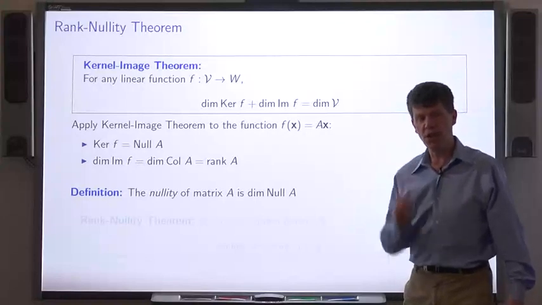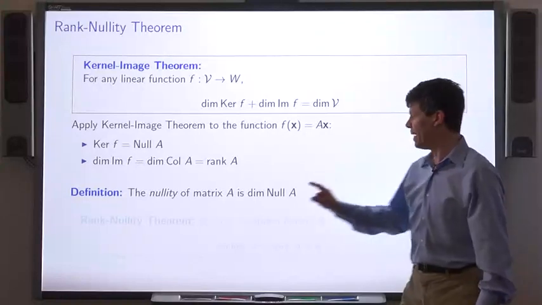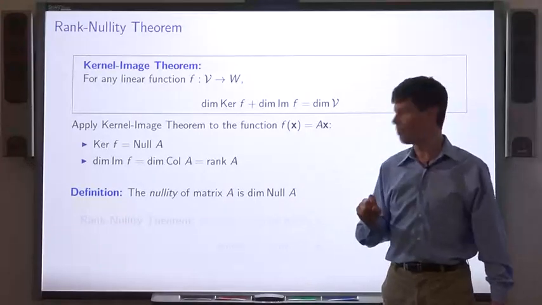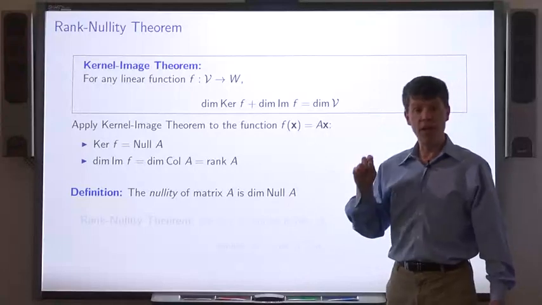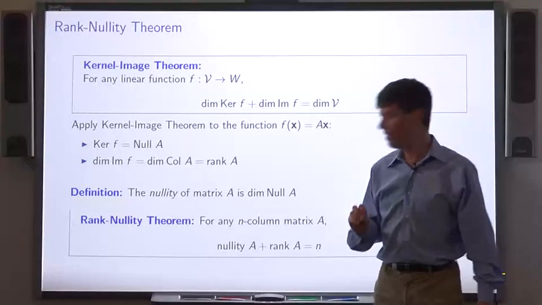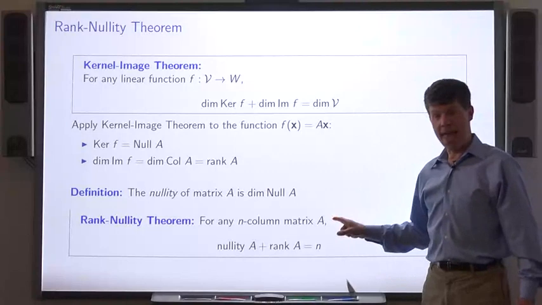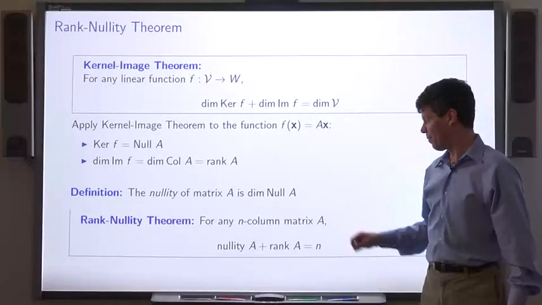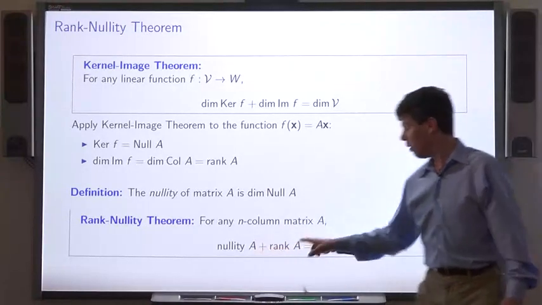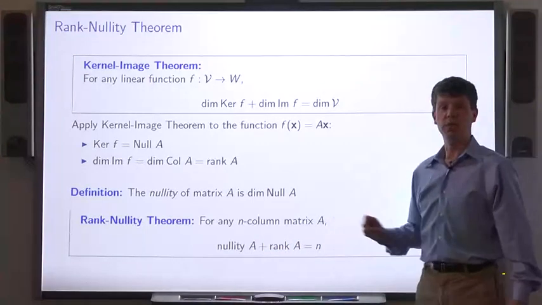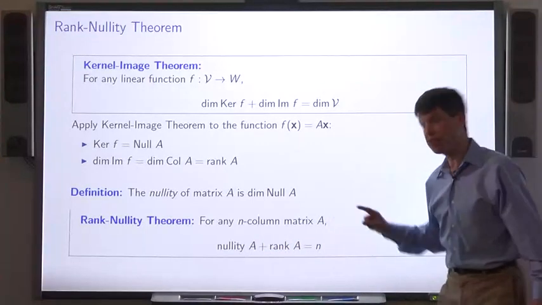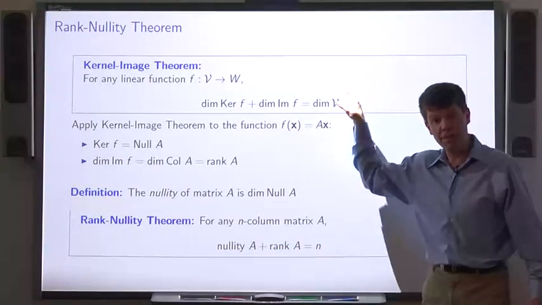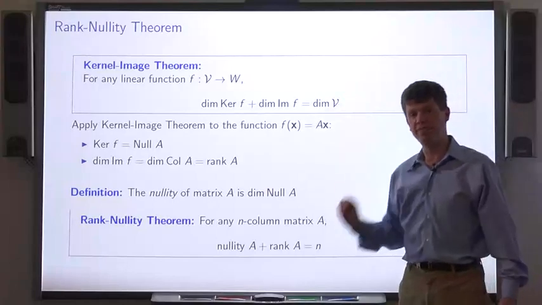Now we define the nullity of a matrix to be the dimension of the null space of A. Then the rank nullity theorem states that for any n column matrix A, the nullity of A plus the rank of A equals n. This is a direct translation of the kernel image theorem into the terminology of matrices.